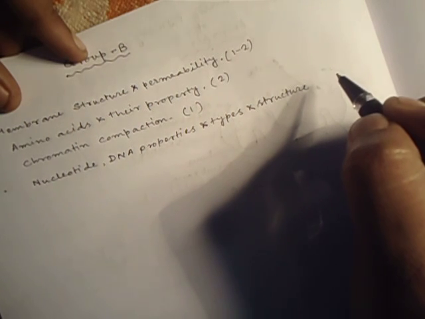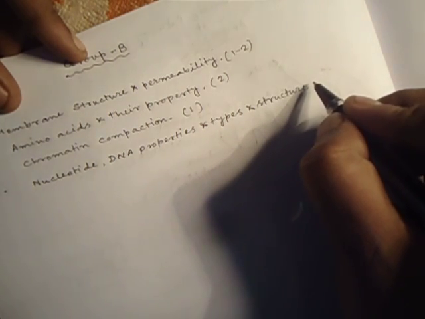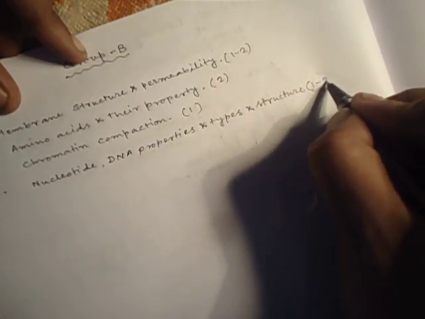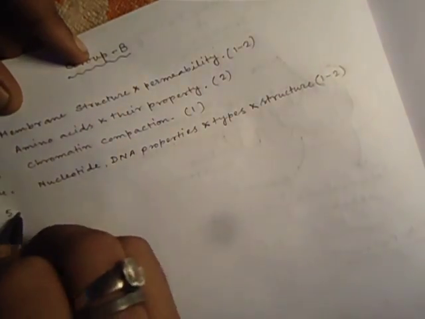and their types and structures, like DNA types, like A type of DNA, B type of DNA, Z type of DNA, their differences, and their structure, and the types of base pairing, like different types of base pairing, Watson-Crick base pairing, or Hoogsteen base pairing. These are very much important, and you have to do that, and obviously you can get 1 to 2 questions from here.